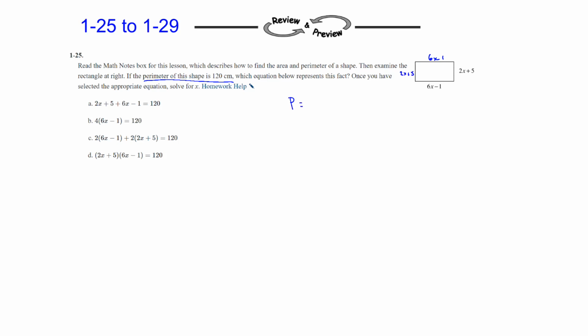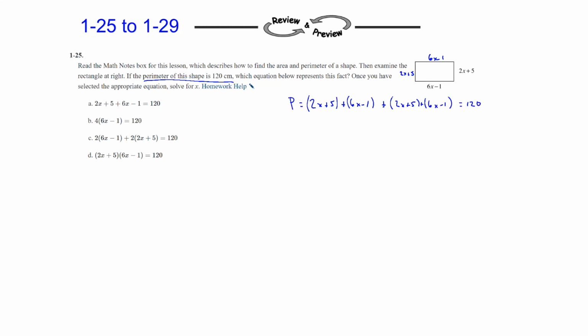All right, there's a couple different ways we can look at doing that. The first way is just to add up all the sides and rewrite this as 2x plus 5 plus 6x minus 1. I'm going to put these in parentheses so we can see each side. Plus 2x plus 5 plus 6x minus 1. So that could be one equation, but if you look at the four choices off to the left here, none of those represent the perimeter as 120.